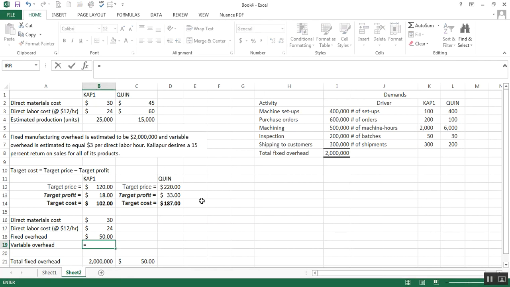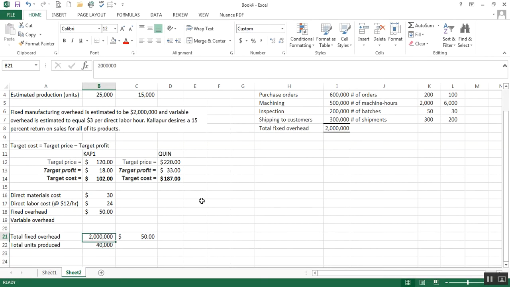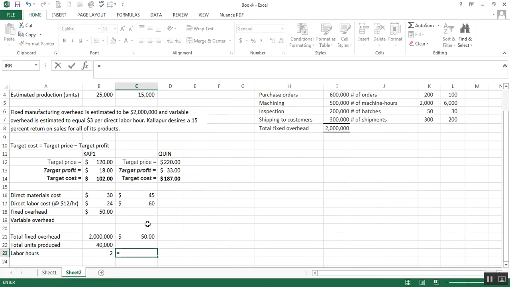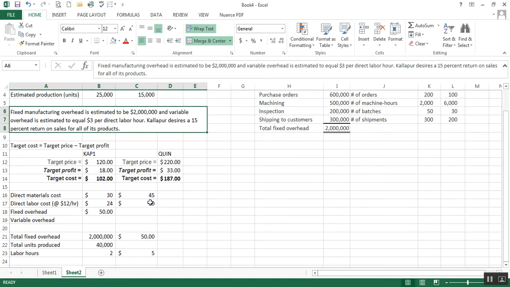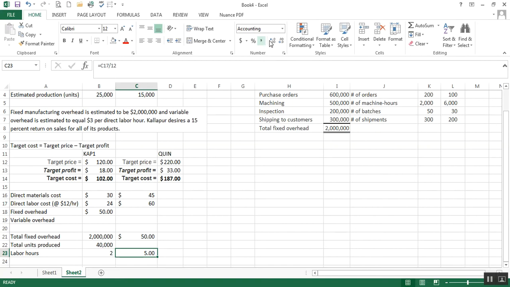So we need to figure out how many labor hours each product takes. We know that our labor cost is $24 for KAP1 and the rate is $12 per hour. So 24 divided by 12 is 2 labor hours. And for Quinn, it's $60 divided by 12, which gives me 5 labor hours.